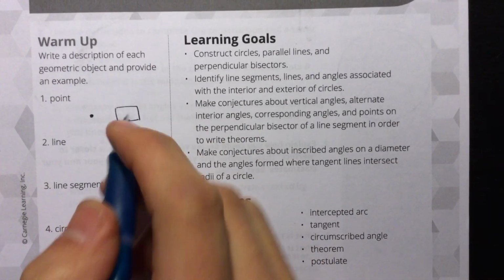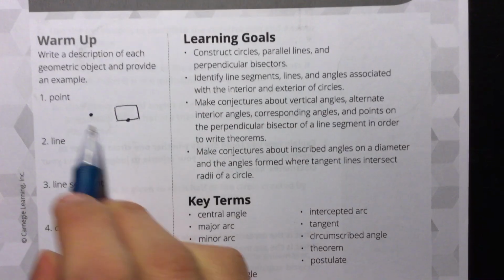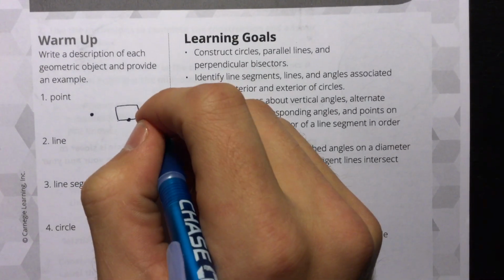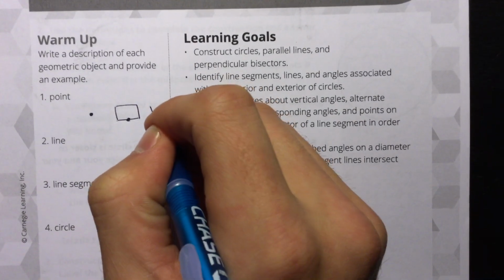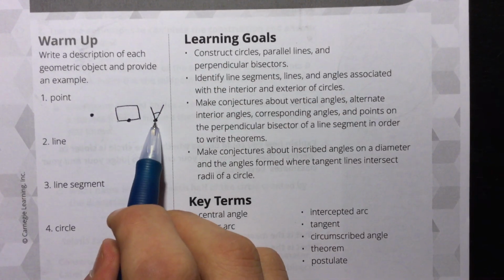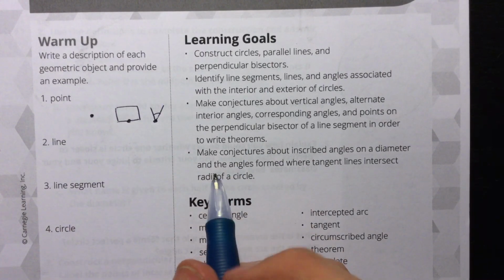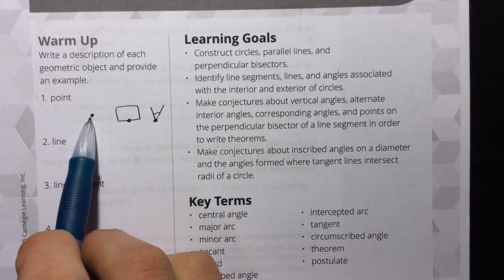So there is a point on a square, if this is a square. Some points have special names. Like if I have an angle here, the point of my angle is called a vertex, but it is still a point on my angle. It's just a special point. So a point is just a spot in space.